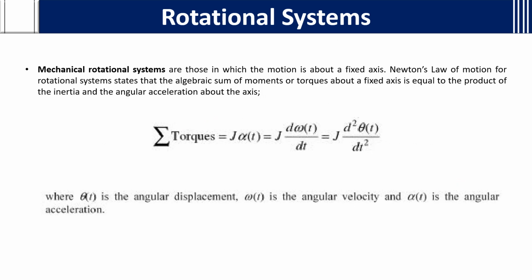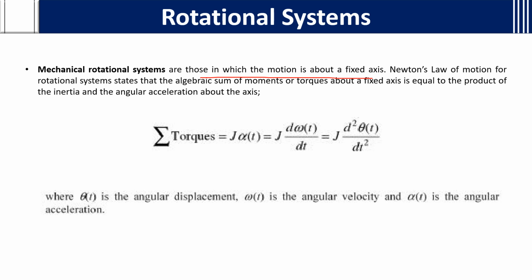Now we are done with translational systems. Now we will go with the rotational systems. Mechanical rotational systems are those in which the motion is about a fixed axis. Okay, the translational system is in a straight line, or linear, but this one is about a fixed axis.